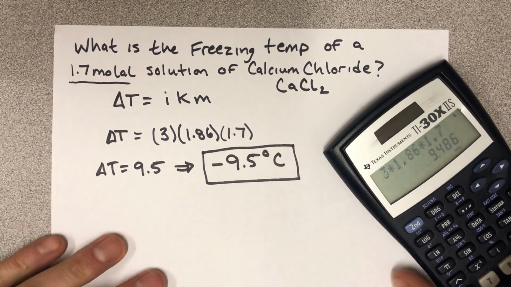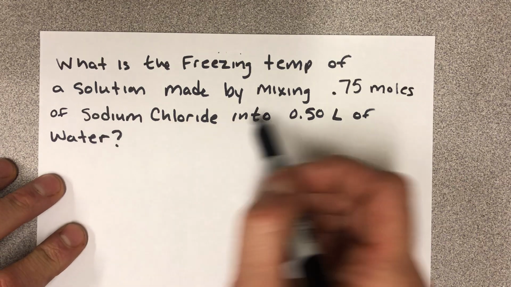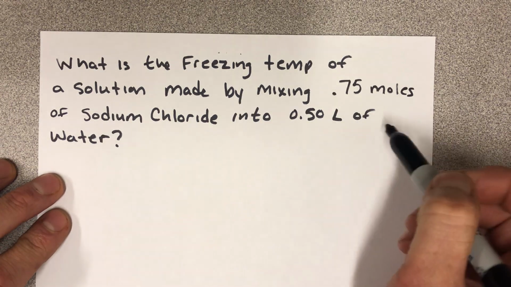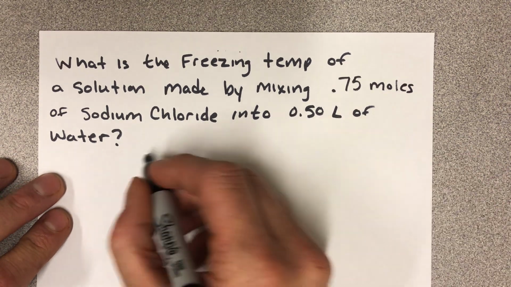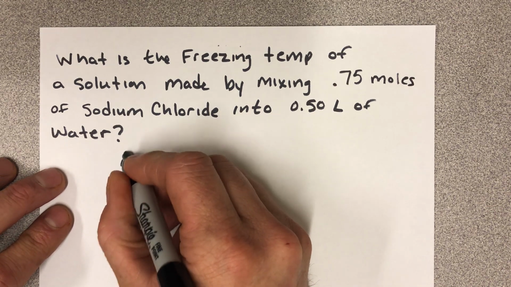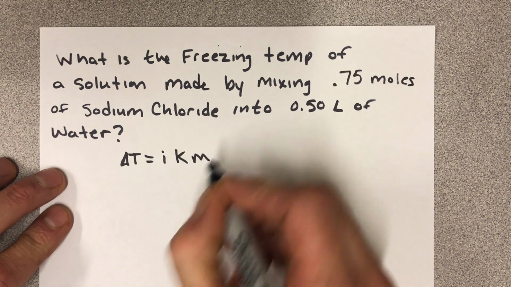Okay, let's do another one. This one's a little bit trickier. What is the freezing temperature of a solution made by mixing 0.75 moles of sodium chloride with 0.5 liters of water? So again, let's start with the equation and see what it is we have and what we're solving for here. So delta T equals I K M.